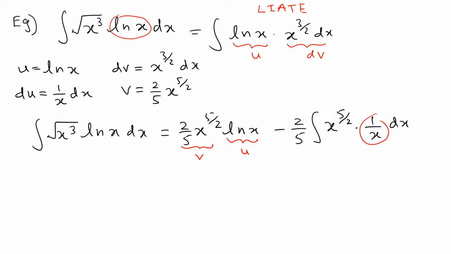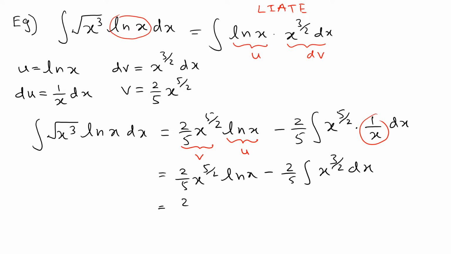Now you can see you can simplify it well. You can cancel one of them. So you're going to get the final answer as 2/5 x to the 5/2 ln x minus, see what happens when you simplify, you get x to the 3/2 again, and then dx. Now you can integrate again, so you're going to get 2/5 x to the 5/2 ln x. If you integrate, you get another 2/5, so it's going to be 4/25 x to the 5/2 plus c. So you can leave it like this as the answer.